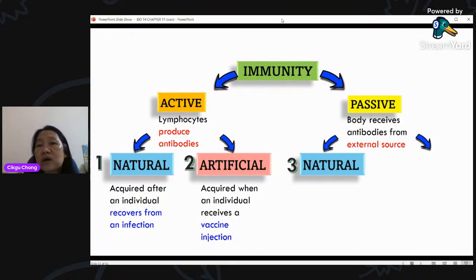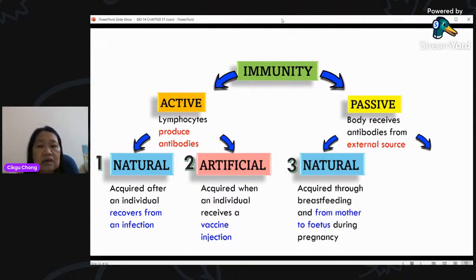Another way where the baby can have this natural passive immunity is when the baby is born. After she or he is born, she might be breastfeeding, getting breast milk from the mother. The mother's breast milk is high in antibodies. So when the baby feeds from the mother, she will get the antibody that is produced by the mother. So in either way, the baby does not produce antibody. The baby got it from the mother, right? So that is natural passive immunity.